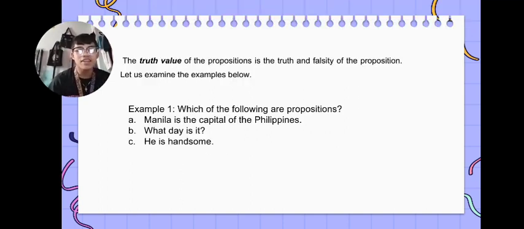Let us examine the examples below. Example 1: Manila is the capital city of the Philippines. We know that Manila is the capital city of the Philippines. That is true. Therefore, it is a proposition.